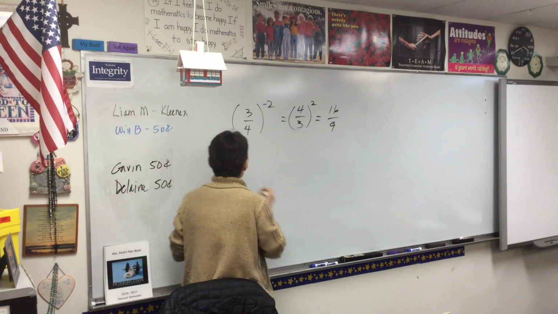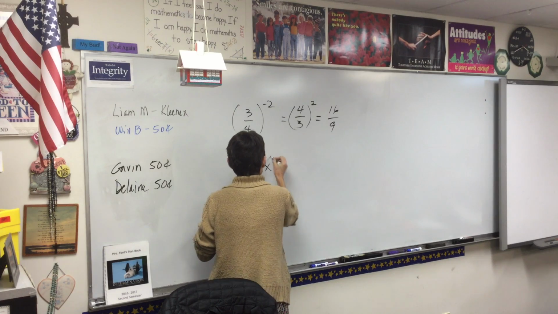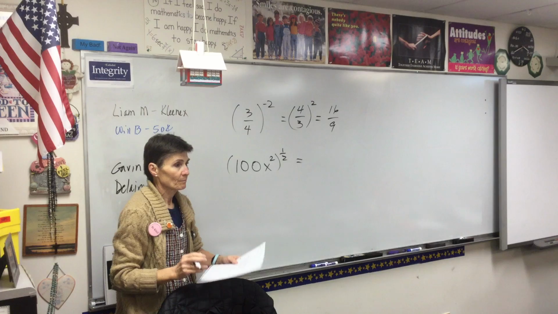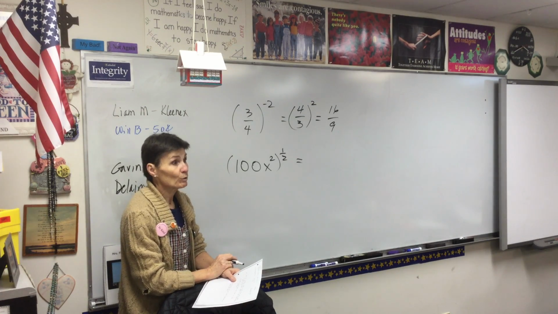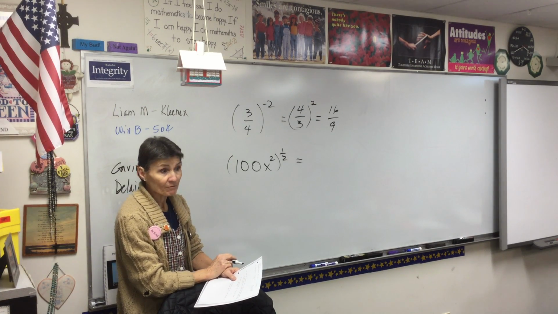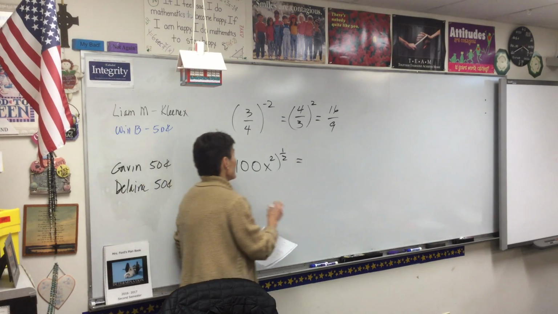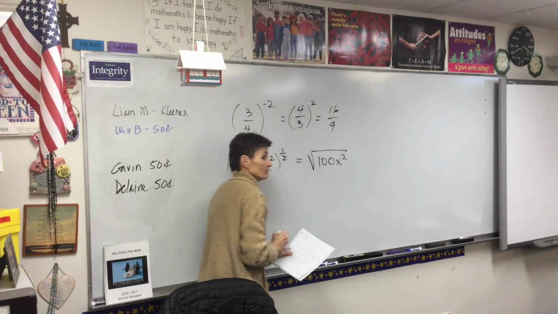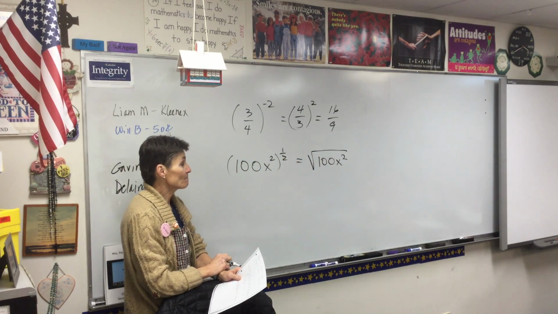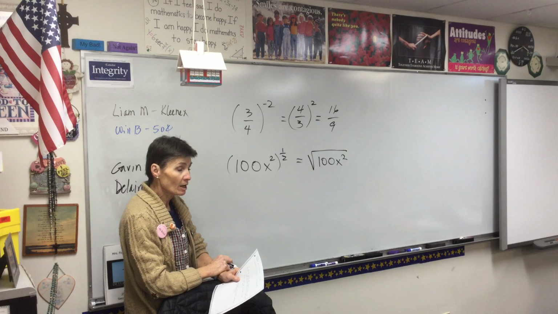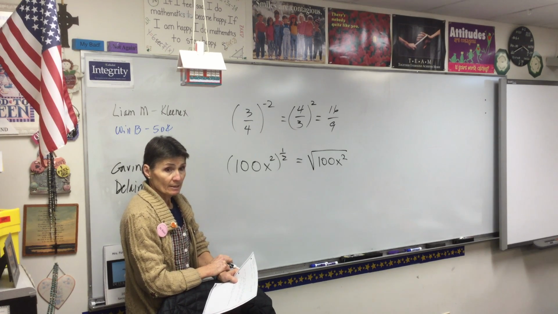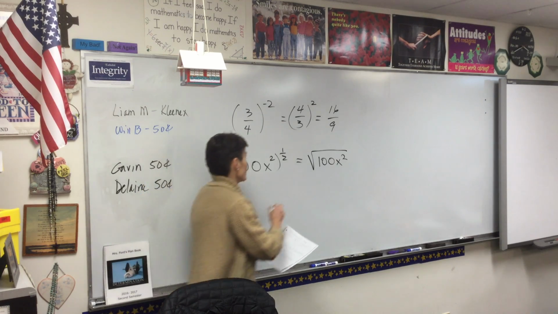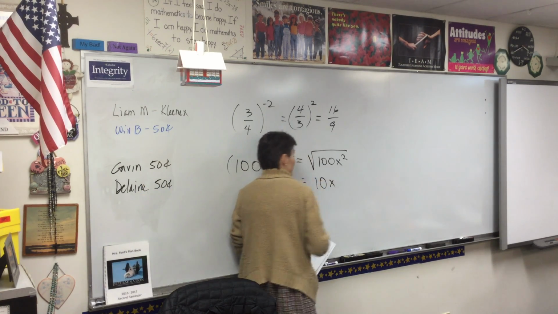Perfect. What about this? 100x² to the 1/2. What does that mean? That means it's a square root problem, right? The 1/2 means square root. So we have the square root of 100x². Everybody okay with that? And of course the square root of 100 is 10, and the square root of x² is x. So the answer is 10x.